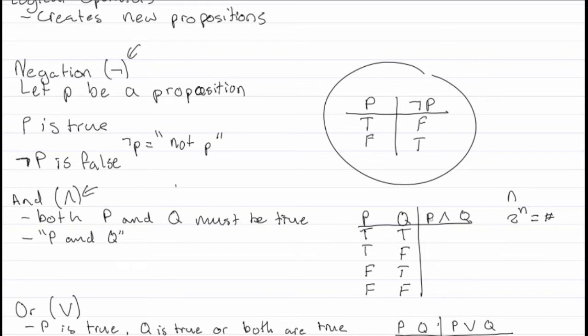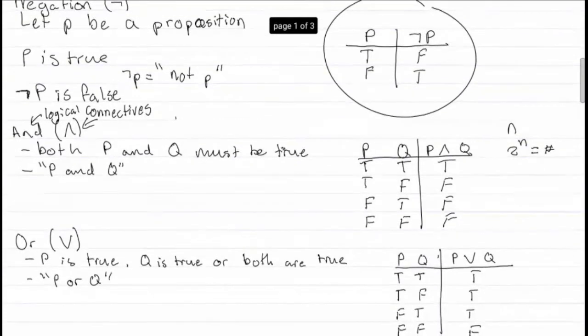Alright, so now let's look at P and Q. As you know, both P and Q must be true for this to be true. So, in this case, P is true, Q is true, this is true. P is true, Q is false, therefore this is false. Same thing here, P is false, Q is true, this is false. And now they're both false, therefore it is false. That's all it takes. And one more thing I forgot to mention. From now on, all of these things are called logical connectives. This is because they connect two propositions together. And that's just what the definition is.